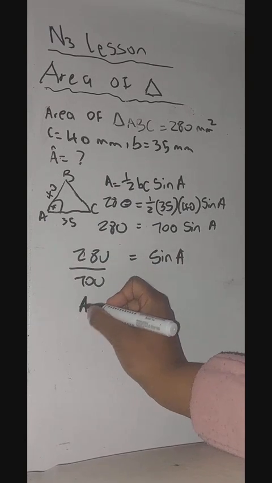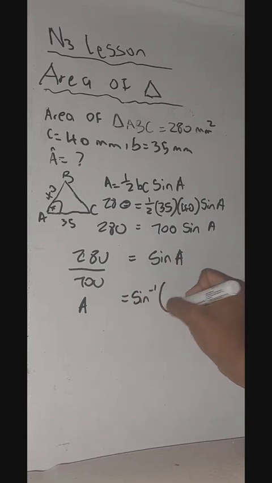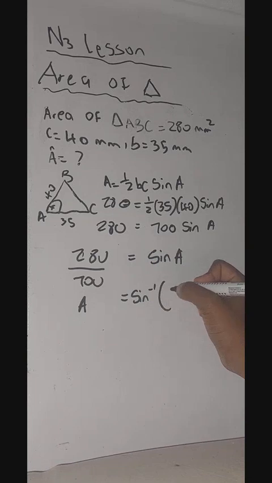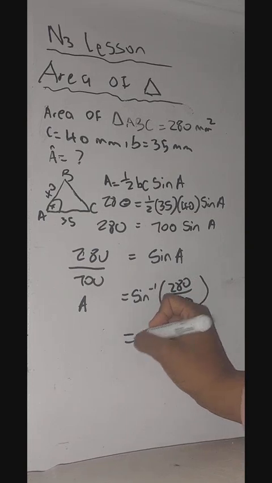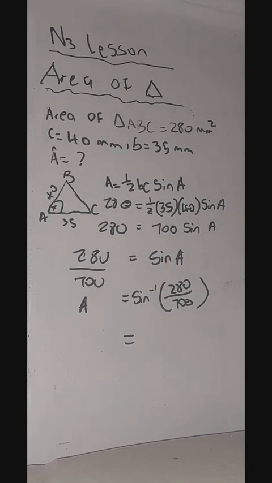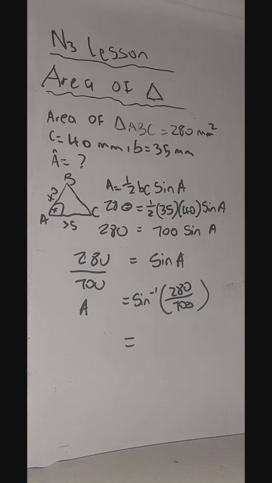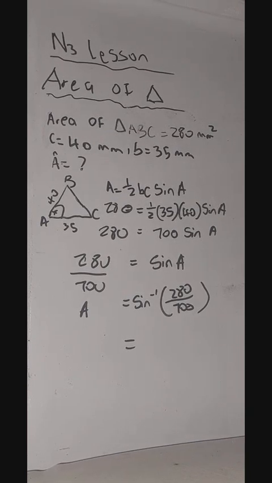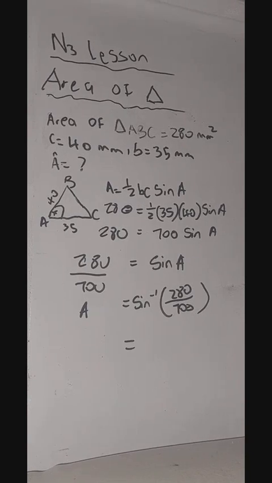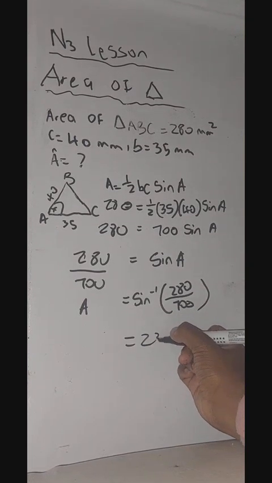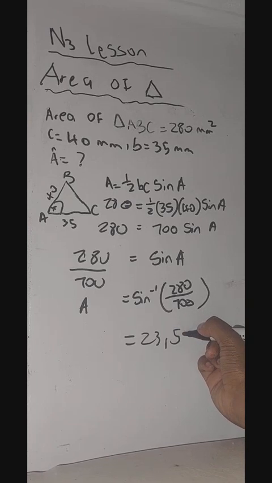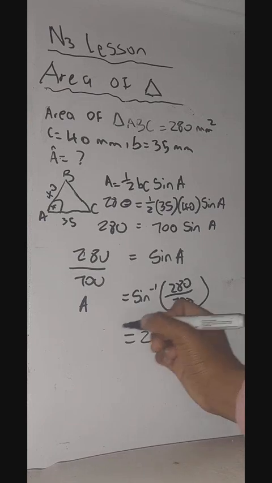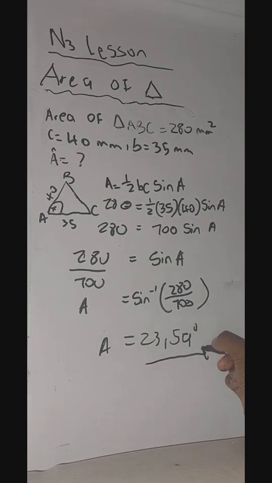So we already know that sine A is going to be 280 over 700. Let's just move that to the other side and solve. So sine A is 280 over 700, which means A is going to be 23.59 degrees. A is going to be this 23.59 degrees.